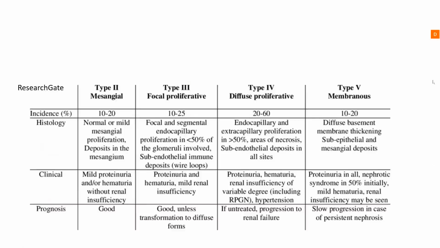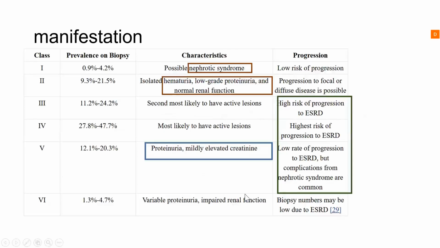Now, this is the classification from the research gate and the manifestations. What is the histology, what is the clinical manifestation, and the prognosis? I would like you people to kindly go through this one. And also this. You find that there will be initially a nephrotic syndrome, there can be a hematuria, proteinuria, and there can be a normal renal function. Finally, you find that there can be an elevated creatinine. There can be an end-stage renal disease that is developing and ending the story.